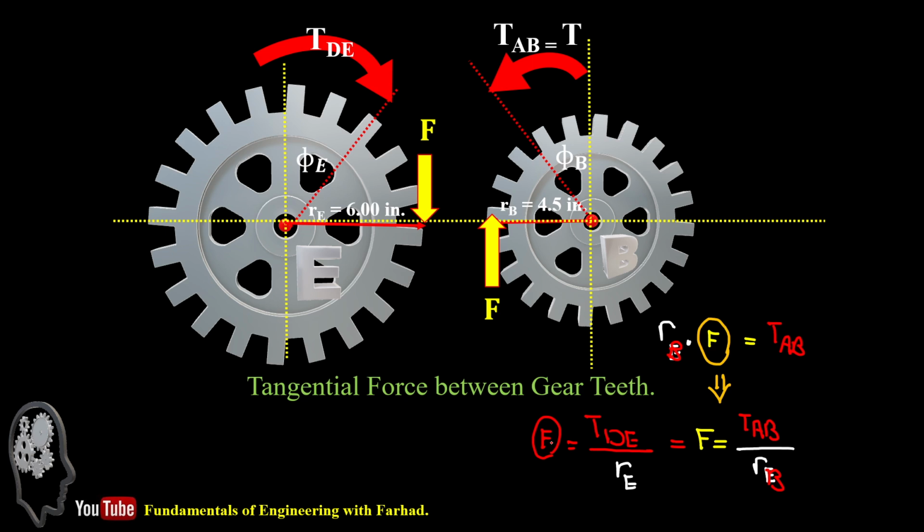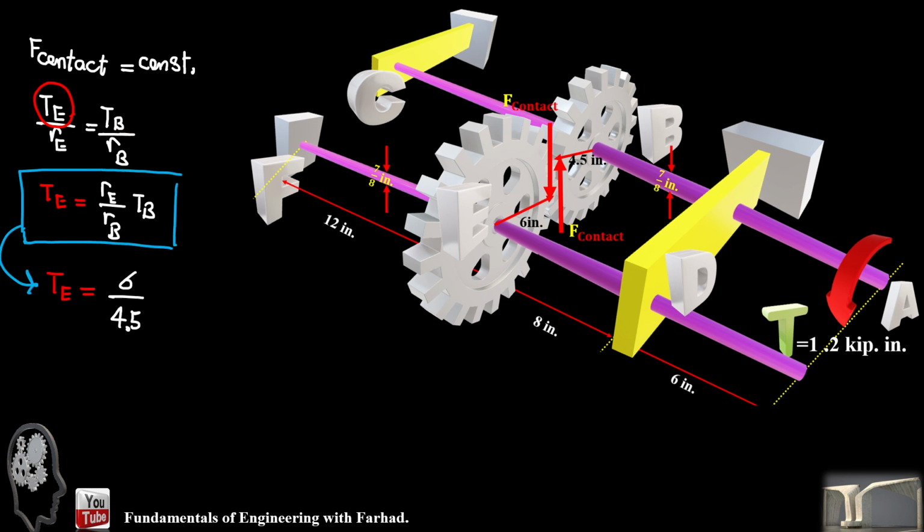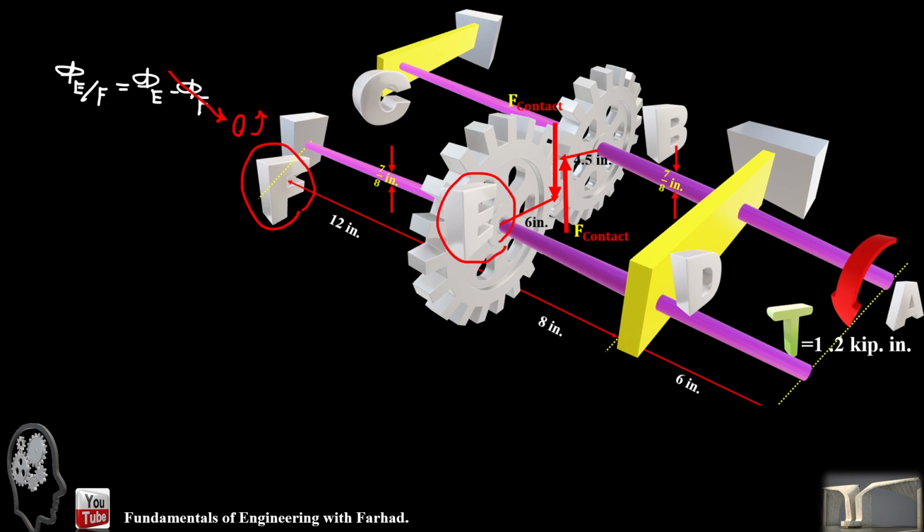In such a case we can get the relation of the torsional torque between the two gears due to the contact force. Again, contact force remains the same, so TE over RE is equal to TB over RB. We have the relation between the radii, so we can easily get the torsion of E is equal to 6 over 4.5 times 1200.